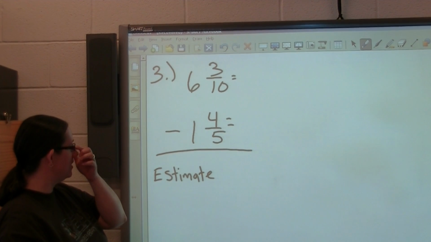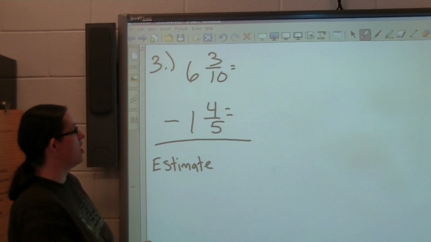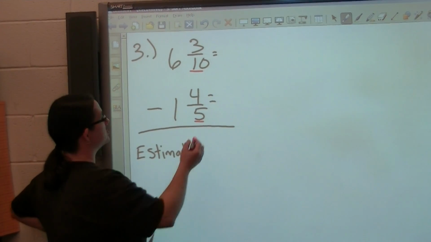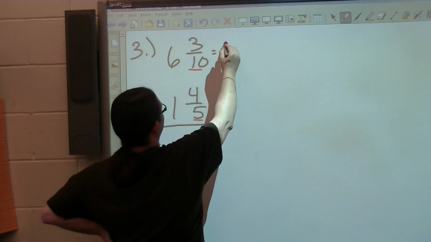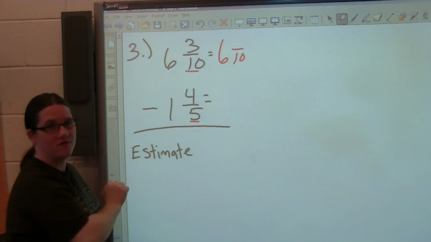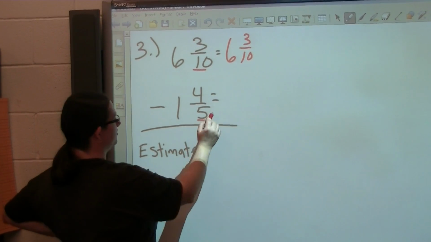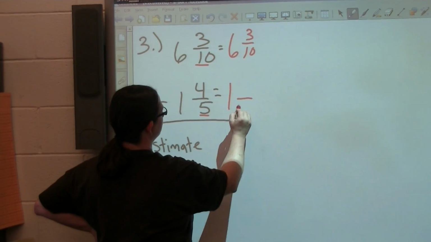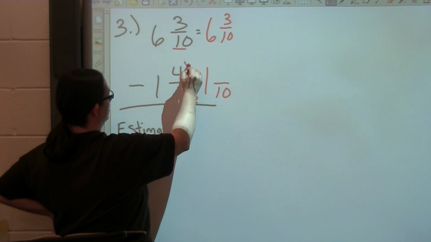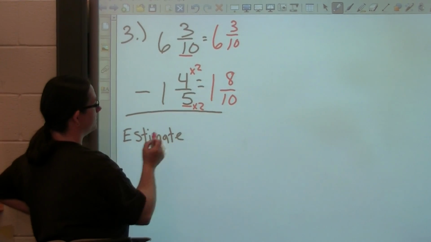6 3/10, take away 1 4/5. Now this one has our fractions, they're already there. Do they have a common denominator? They do not, so we need to make equivalent fractions using the LCD. So this is going to become 6, and what is the LCD between 10 and 5? 10, good. So this one's going to stay the what? Same. I just recopy it. This one, though, needs to be changed to an equivalent fraction using tenths. So 5 times what gives me 10? Good, times 2. What is 4 times 2? 8. So now we have 1 8/10.